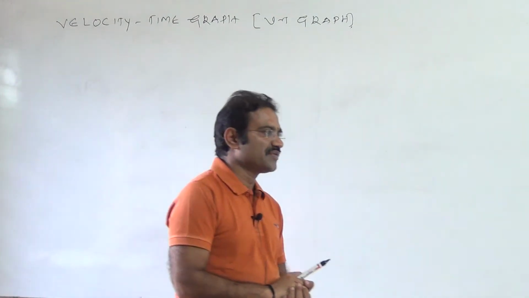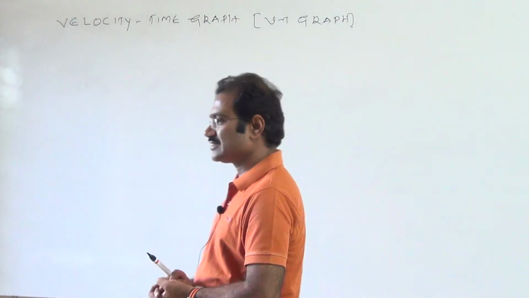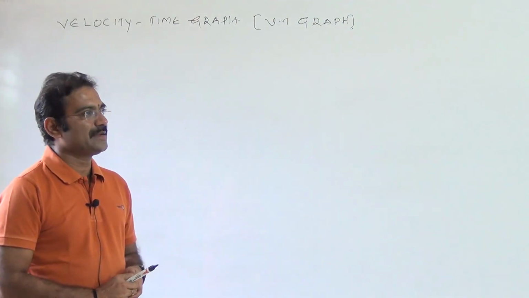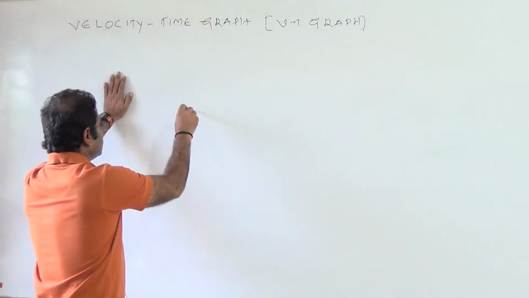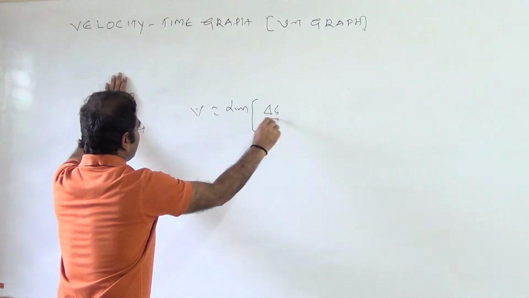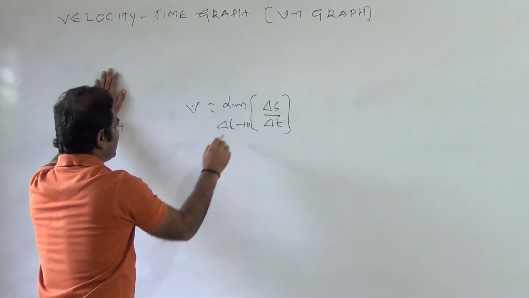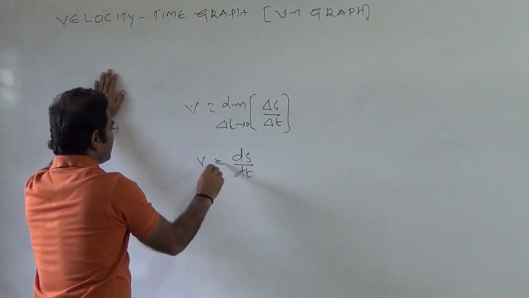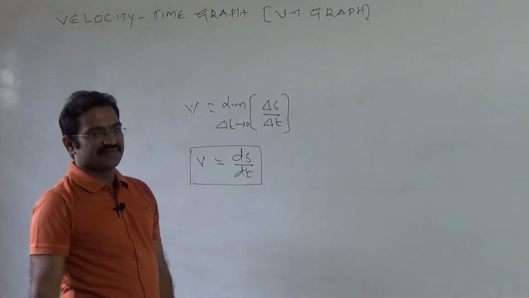And the velocity of the particle at any instant, at any position, that is known as instantaneous velocity. The instantaneous velocity is written as v is equal to the limit of delta s divided by delta t, as delta t tends to 0, and this is the differential language, and we write this as ds divided by dt. So this is the definition of instantaneous velocity.